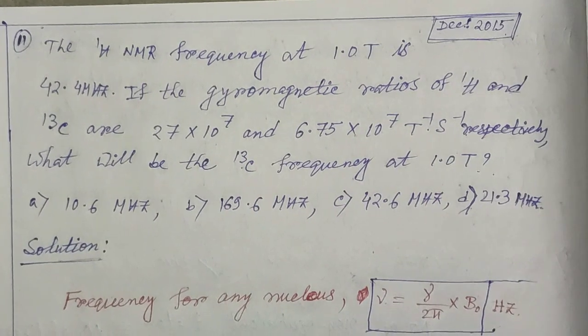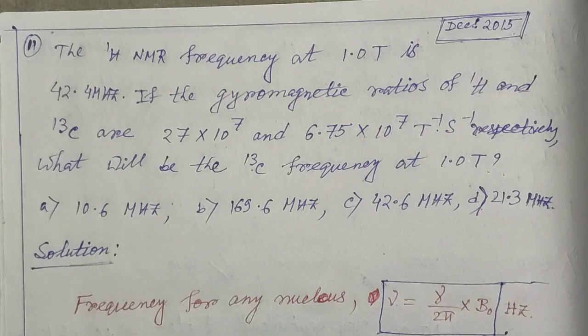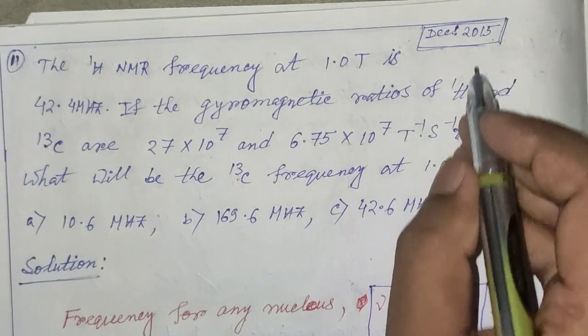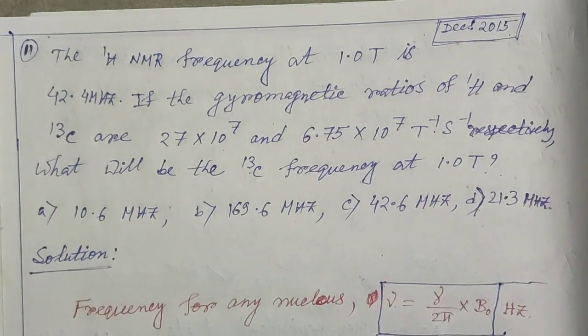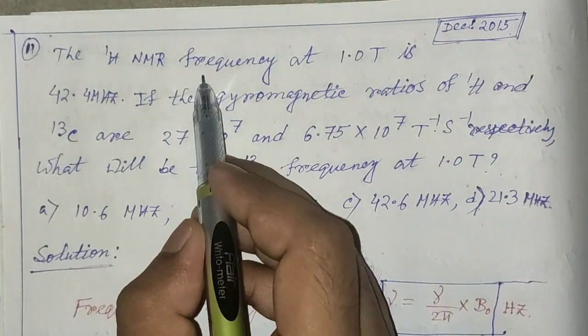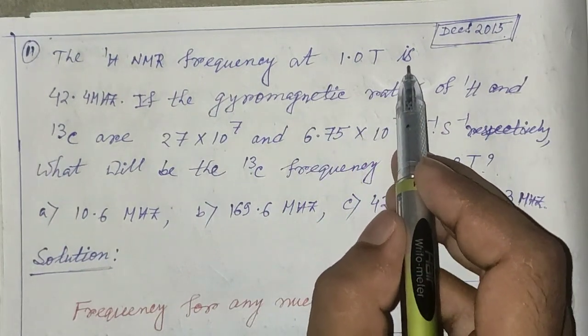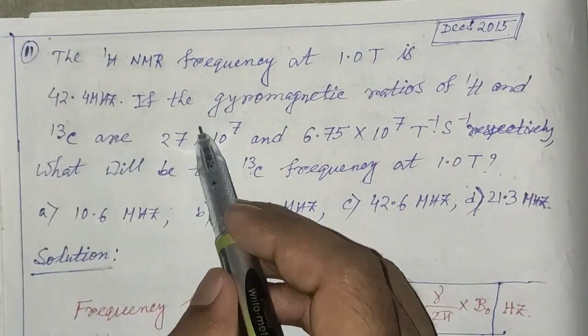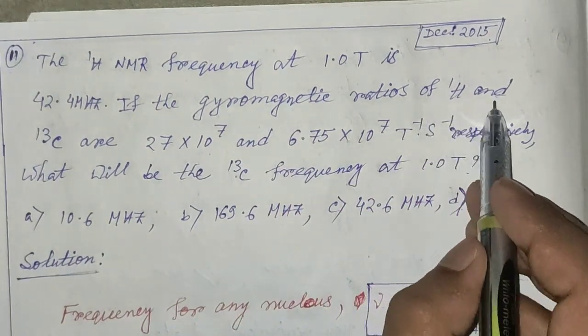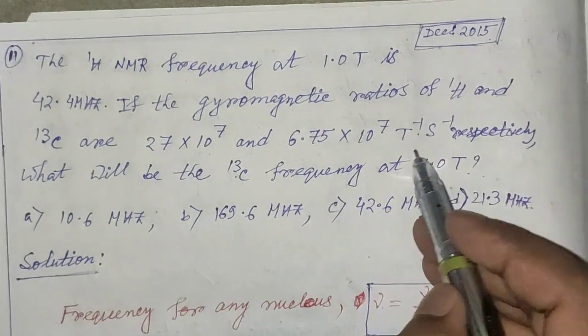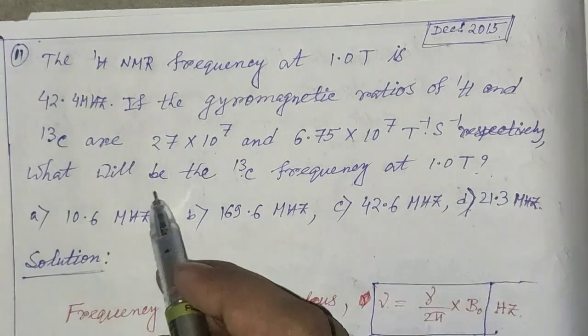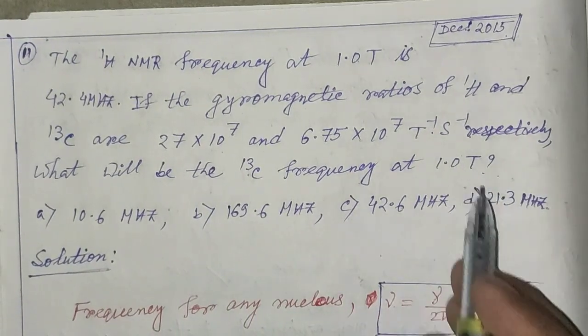Now the last question depends on the Larmor frequency of an NMR active nucleus. This was asked in December 2015. This question is very important because this type of question was asked in successive years in CSIR NET or GATE. The question is: the 1H NMR frequency at 1.0 Tesla is 42.4 MHz. If the gyromagnetic ratios of 1H and 13C are like this, in Tesla inverse second inverse respectively, what will be the 13C frequency at 1.0 Tesla?